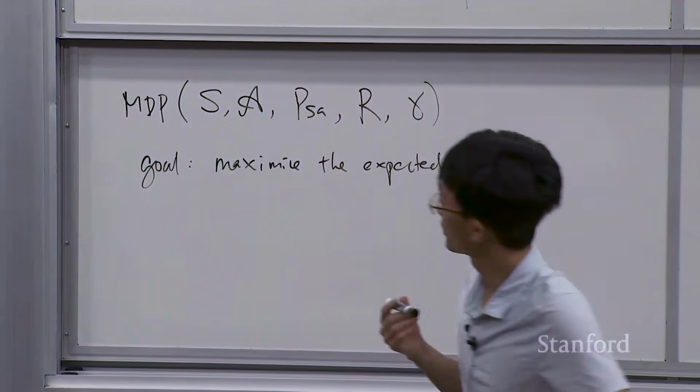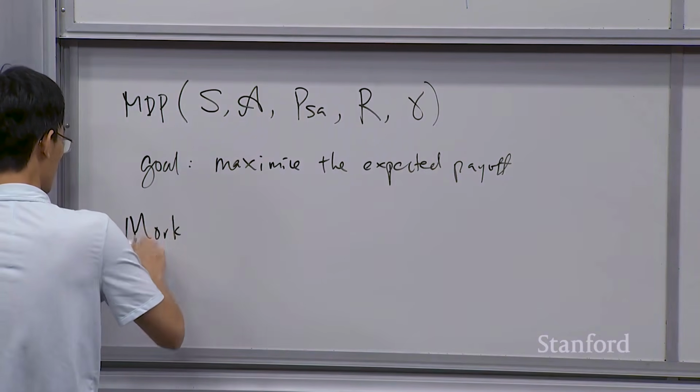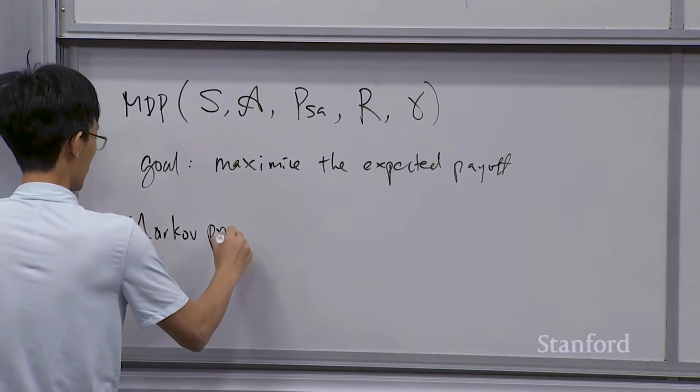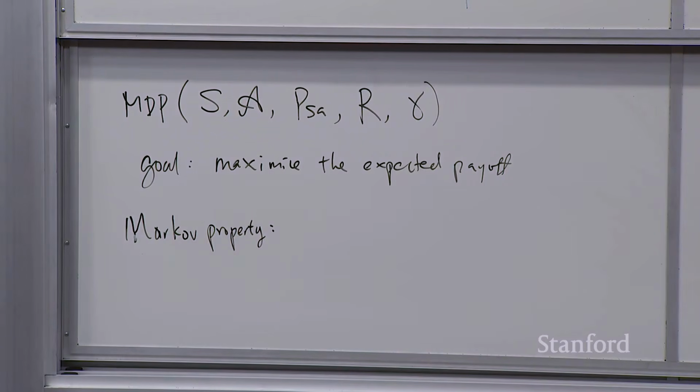And one important thing to realize is that because of the Markov property, every time you take an action, where you transition to only depends on where you are at right now. It doesn't depend on history. It doesn't depend on anything else. It only depends on the state you are at, right? So if you choose action A1, the transition to S2 only depends on S1 and A1. So in some sense, you don't have to remember the history.